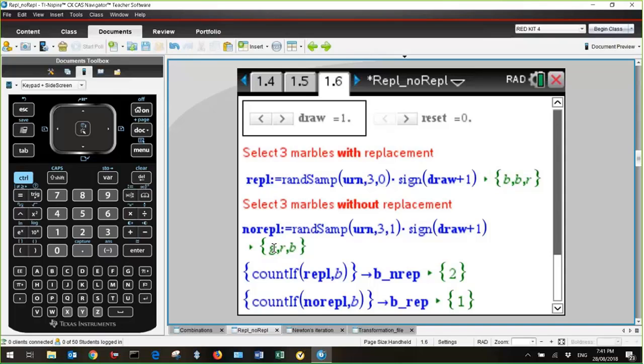And I've used a count if statement further down. So count if in our random selection the letter B appears. You can see down here the 2 in the brackets, which means that there are 2 blues in the first list, and only 1 blue in the other list. Okay, and those results are displayed in dot plots.